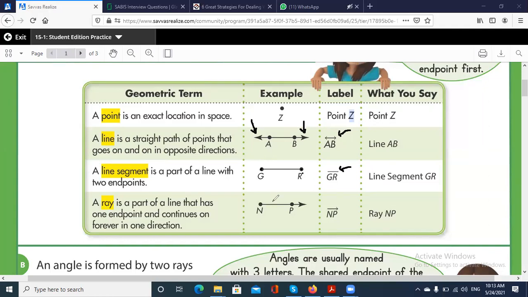Now the ray is similar to the line. It has just one arrow. So if my line has one arrow, I will call it what? A ray. If it has two arrows, I will call it a line. And if it has no arrows, I will call it what? A line segment. Is there any problem with that?